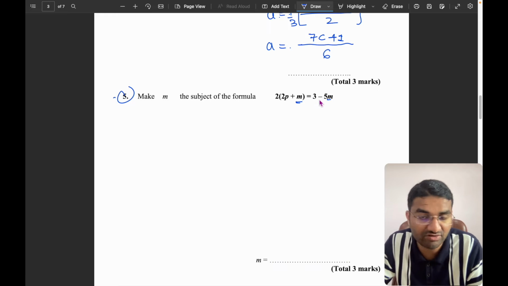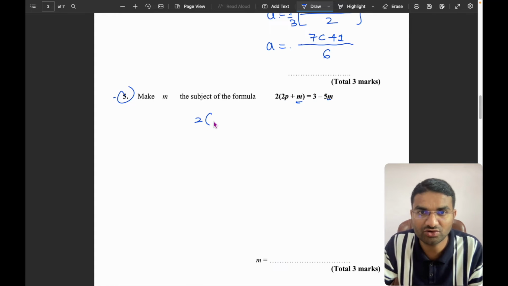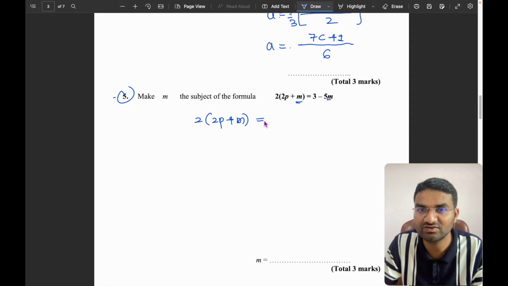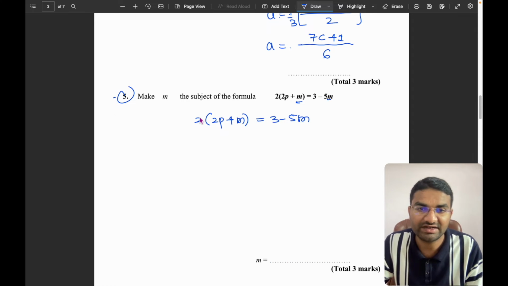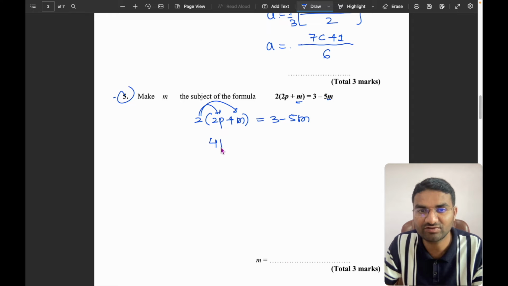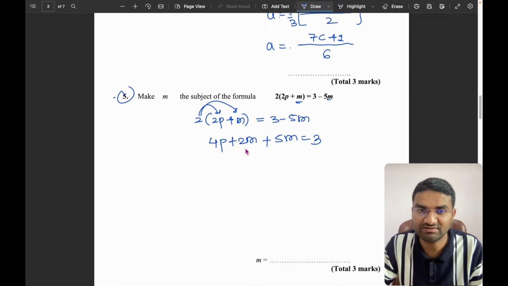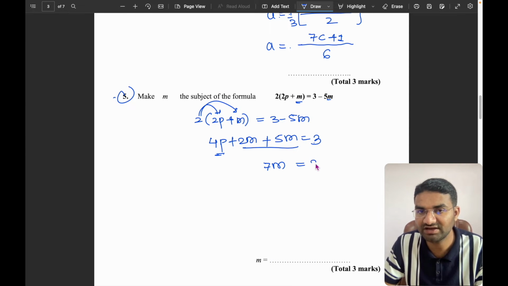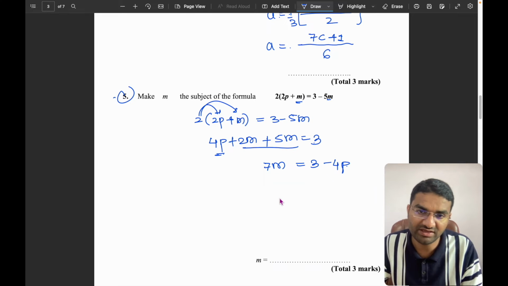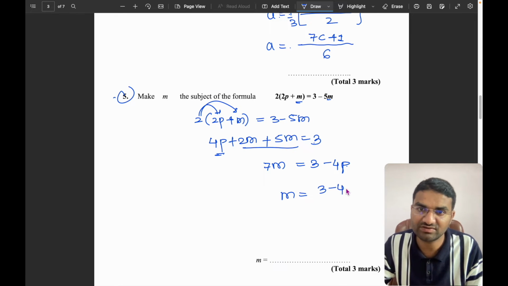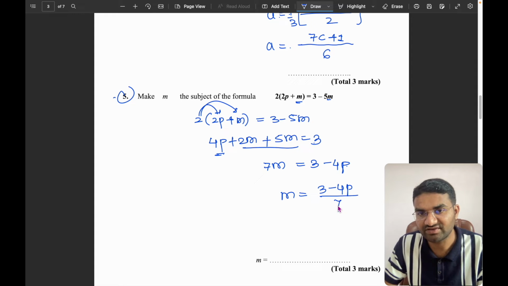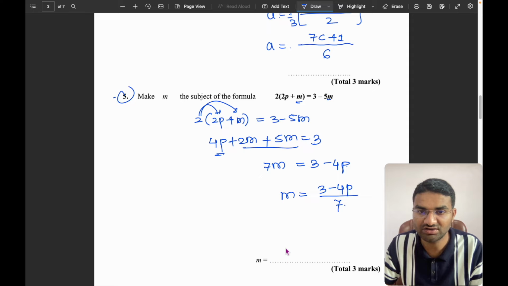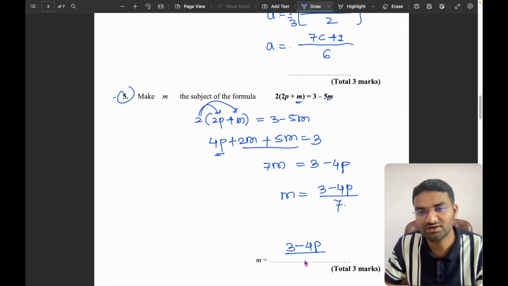Then next you have to make m the subject. On both hand sides you have an m, right? So firstly multiply this 2 in the bracket: 2p plus m is equal to 3 minus 5m. Then multiply this 2 into the bracket, so it will be 4p plus 2m. Here transfer this 5m to the left, plus 5m is equal to 3. Then 2m plus 5m is 7m. Transfer this 4p to the right hand side, 3 minus 4p. m is equal to 3 minus 4p over 7. Got it? This is the m you got: 3 minus 4p over 7.